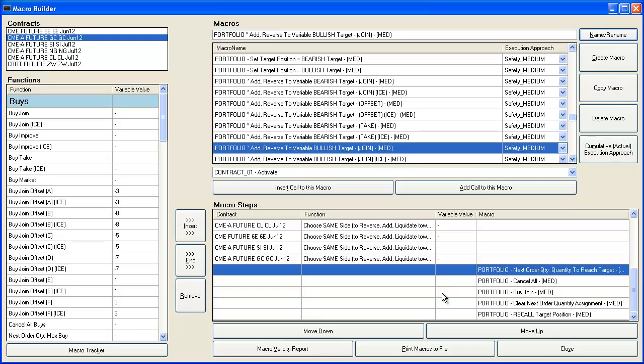Now, just to bring this together, aside from the contract activation and deactivation macros, for all the other macros in the workspace which have to do with trading functionality, we have the exact same functions for each of the contracts in our workspace.